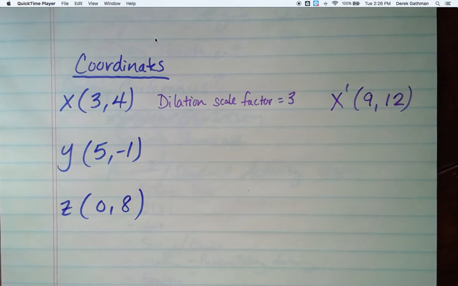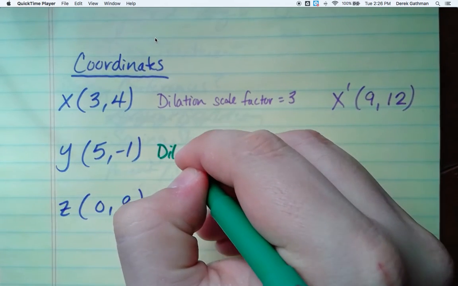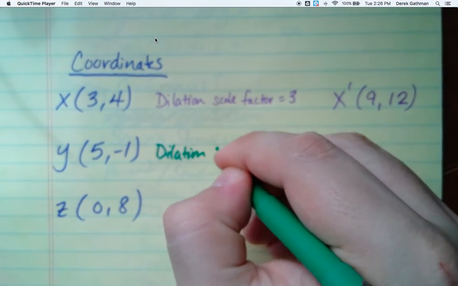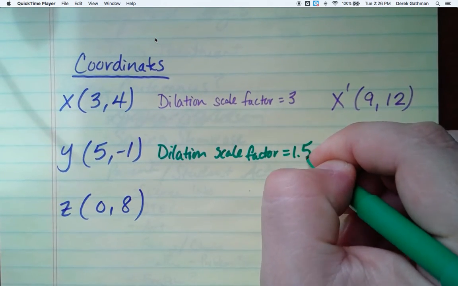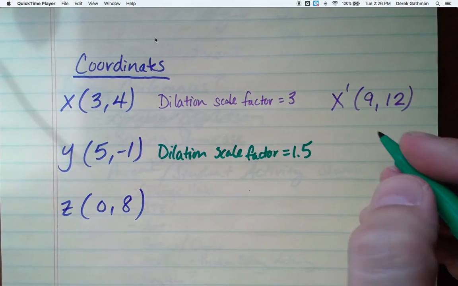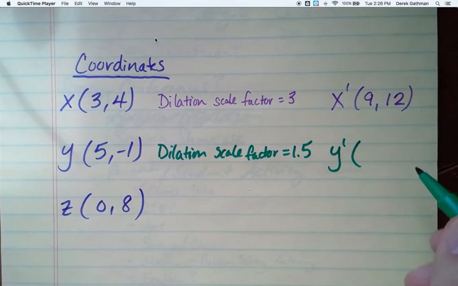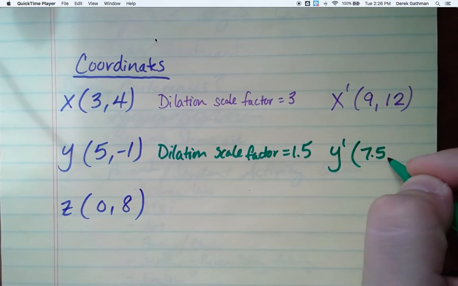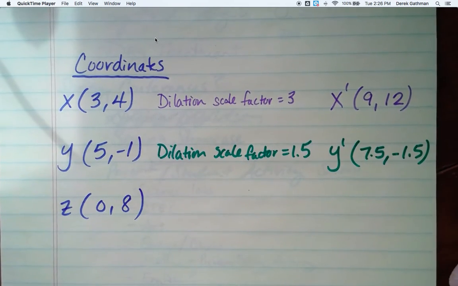Okay, next one, if I had point y and I had a dilation with a scale factor of 1.5. You can have decimal versions, so I'm just going to do the exact same thing. 5 times 1.5 is going to give me 7.5, and -1 times 1.5 would give me -1.5. So my y prime would be 1.5 times bigger than my original y. So those are both enlargements.